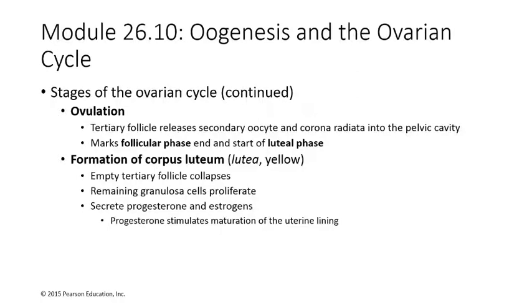Now, this entire Graafian follicle will be the one that, in the middle of the ovarian cycle, is released through the process of ovulation. And so at that moment, the tertiary or mature follicle is released. What it's releasing is considered a secondary oocyte, and it is surrounded by the corona radiata. This marks the end of the follicular phase, the end of the formation of the follicle, and the start of what's called the luteal phase.